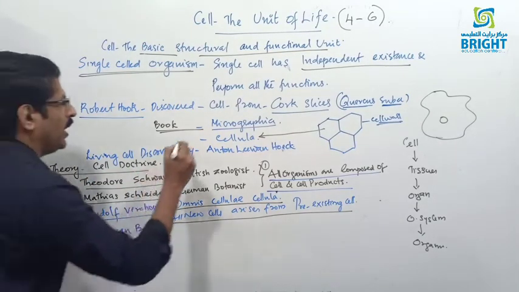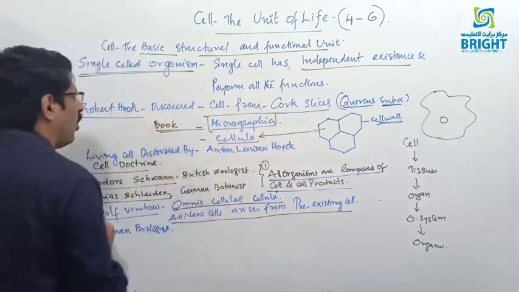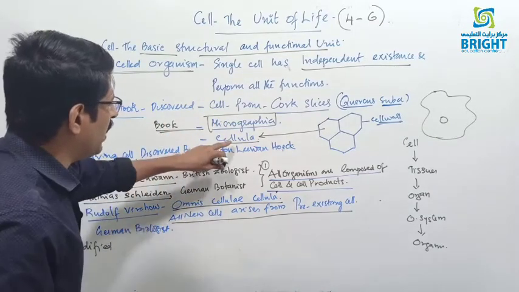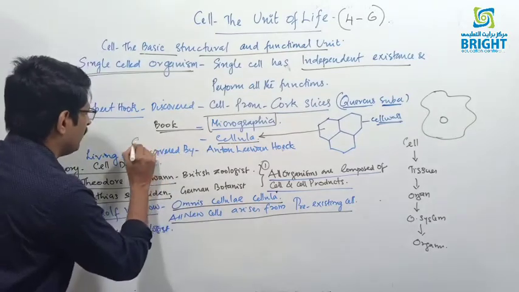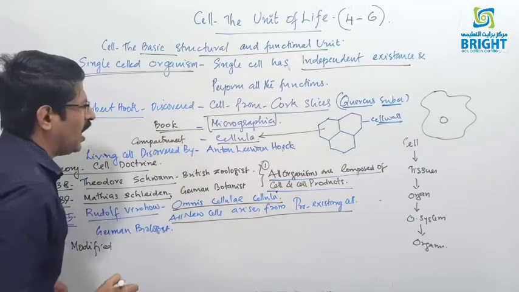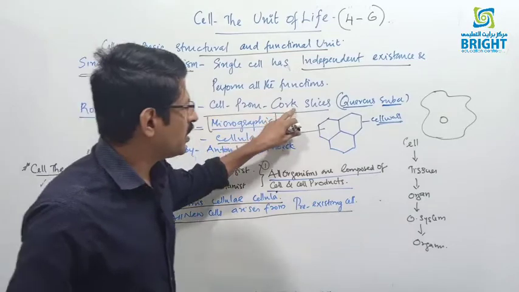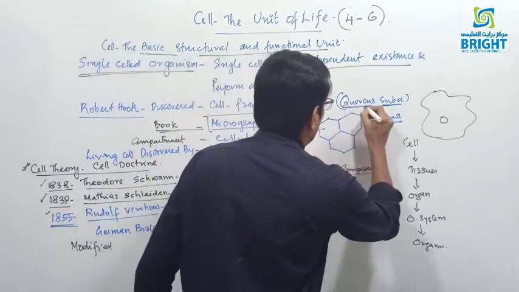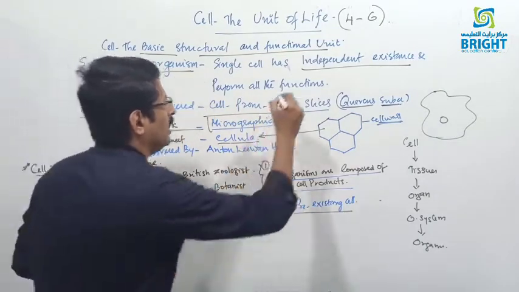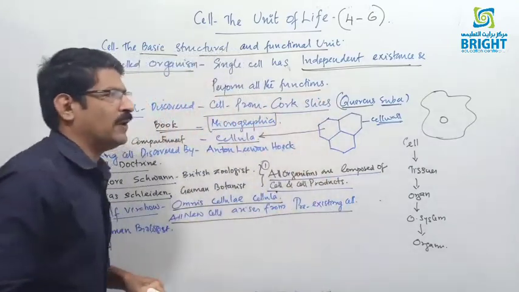It is a very important part, and Micrographia is an important one, and the term cellula was introduced by Robert Hooke, first mentioned in the book Micrographia. Cellula means compartment. He observed a honeycomb-like structure, and Robert Hooke used cork slices. The scientific name of the cork plant is Quercus suber. And in a single-celled organism, the single cell has independent existence, and it performs all the essential functions of life.